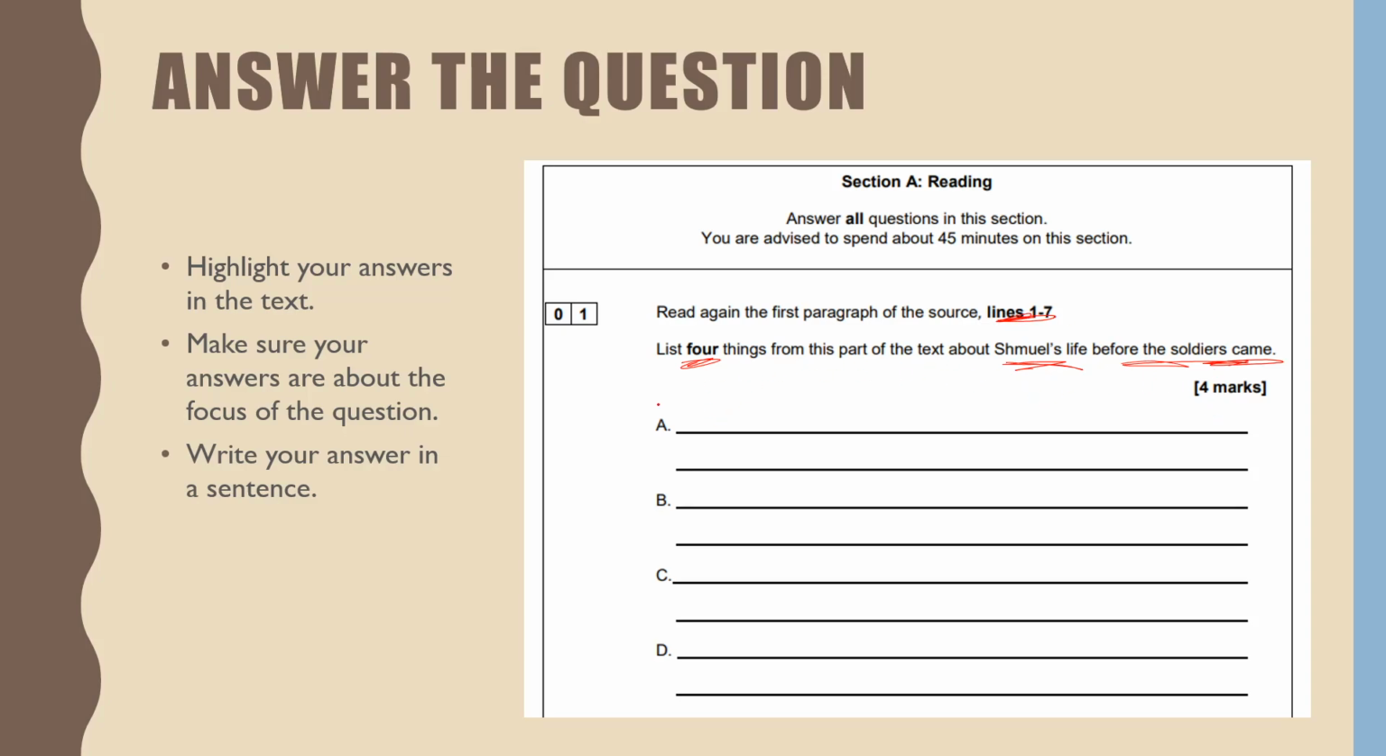If, for example, I wrote Shmuel is scared, because he's scared of the soldiers, that's wrong, because it's not about before the soldiers came, because you can't be scared of the soldiers before they came. Okay, so you need to make sure your answer is about the focus of the question, which in this case is Shmuel's life before the soldiers came. Then you need to answer in a sentence.